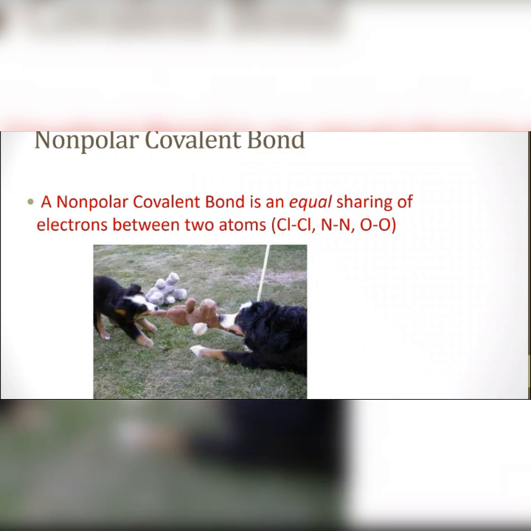Like you can see in this picture, two dogs of the same size are trying to snatch a bone towards them. On the right side, I show you another picture. Both sides, two girls. Why? Because the atom is the same, like chlorine, chlorine, nitrogen, nitrogen, oxygen, oxygen. And both are equally putting their shares into action. Okay?